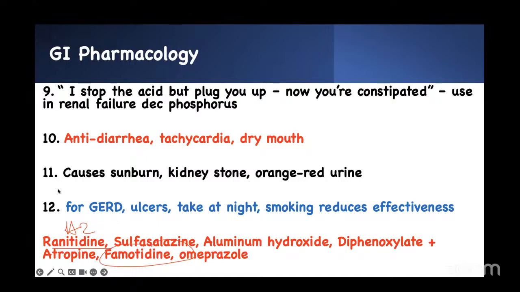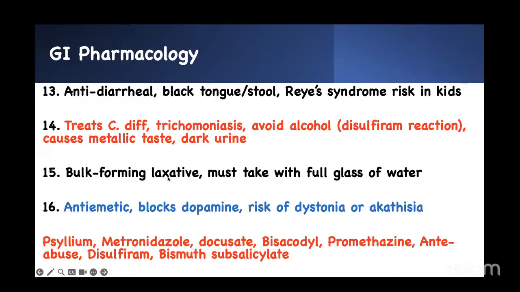Those are the medications. Pharmacology 101 in an easy form as much as possible. These are all GI medications.